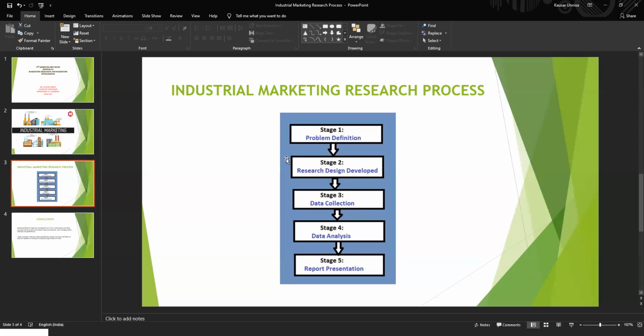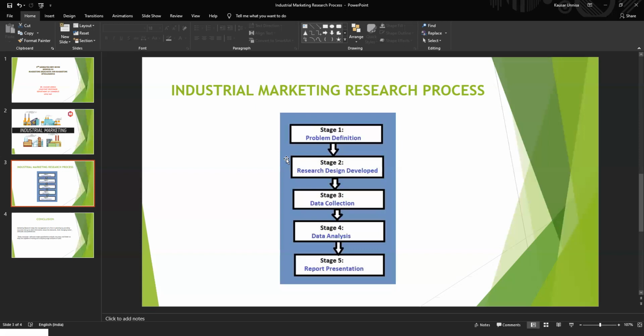The next stage is that the research design has to be developed. Once the problem is defined, the next logical step is deciding what the researcher wants to achieve. This statement is regarding the objectives. So the industrial marketing researcher or the marketing research agency has to develop the research design, which basically indicates the procedure and the cost of conducting the research study.